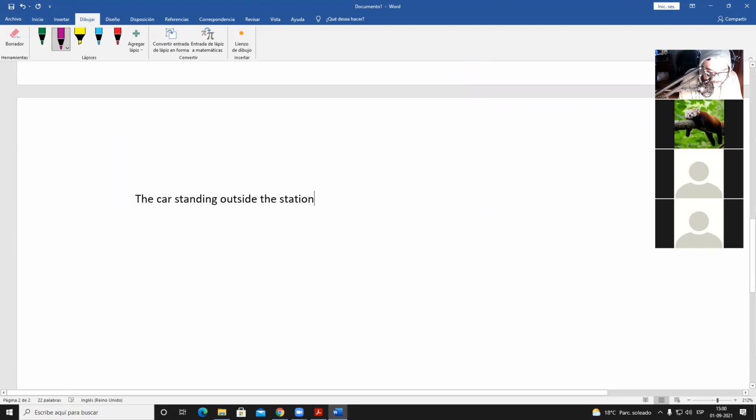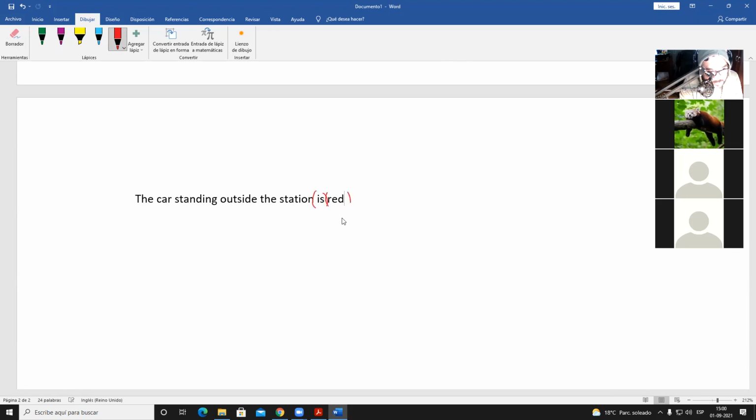Okay, is this another phrase? This is another phrase: the car standing outside the station. How can I prove it's a phrase and not a clause? Well, because I can put another verb phrase after it, right?